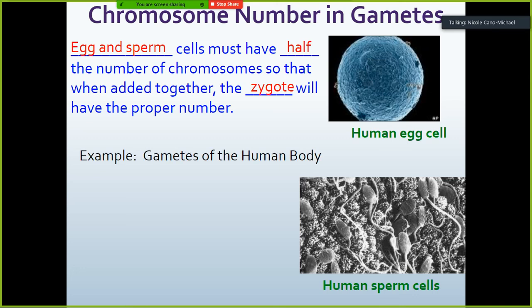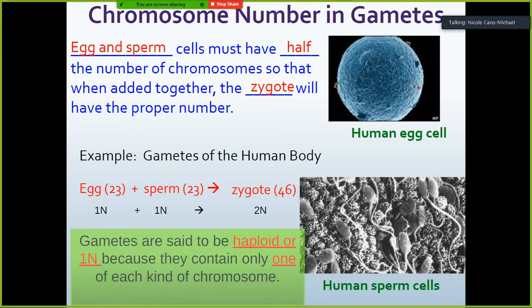So let's take a look at gametes of the human body. That would be egg. Each egg carries 23 chromosomes. I have a sperm cell carrying 23 chromosomes. When the sperm and the egg come together, they make a zygote, and that zygote has 46 chromosomes. And that's where that number comes from. It's not magical. I did not pull it out of the air. Again, I have 1 set plus 1 other set equals 2 sets.